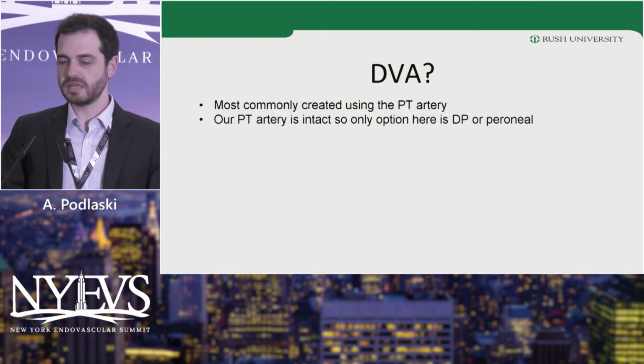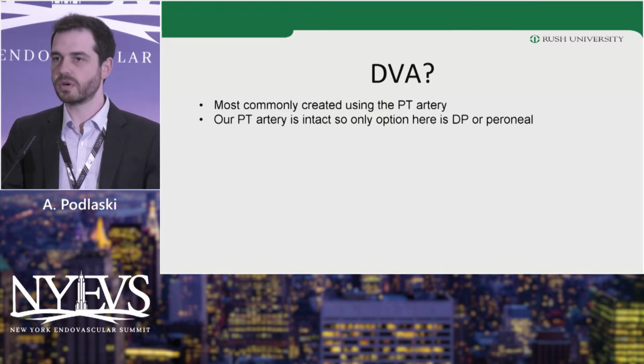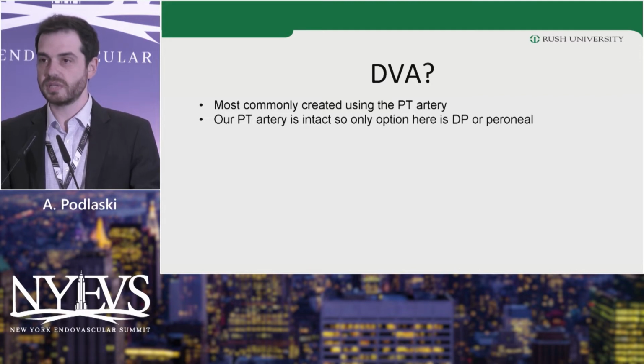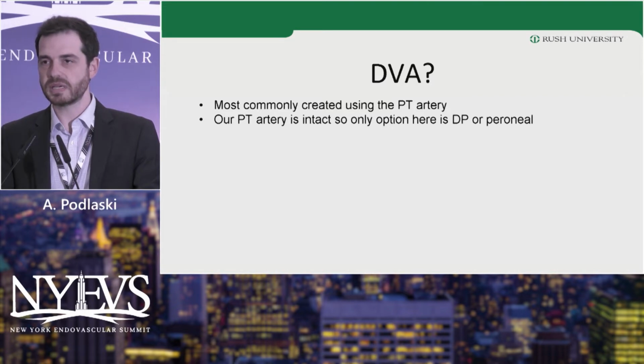Most commonly, the DVA is created using a PT artery when you have a desert foot and you have the option of whether you want to use the PT or the AT. Our patient's PT artery was intact, so the only option here was the DP or the peroneal. The reason that we generally choose the posterior tibial artery instead is because of the better angulation if you're doing a proximal one, and distally, the crossing from the artery to the vein allows for a better plane so that you can do that.